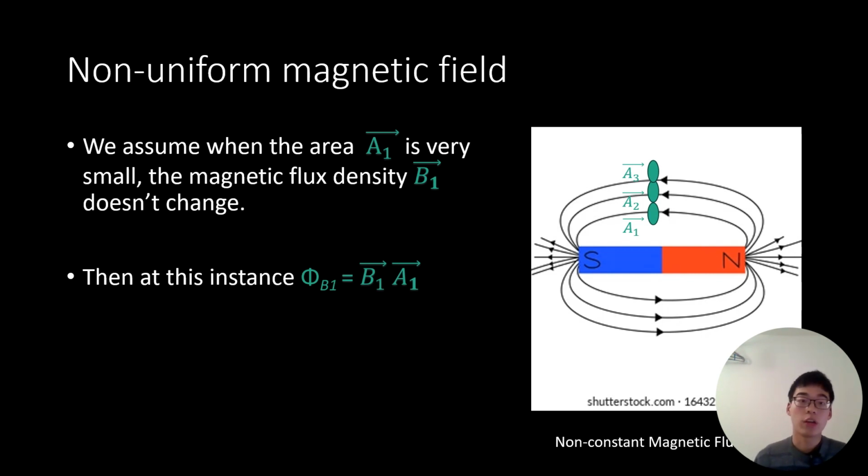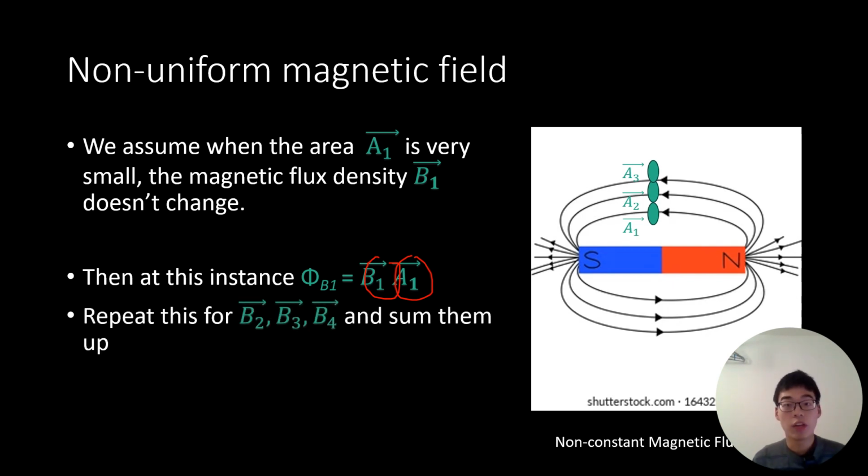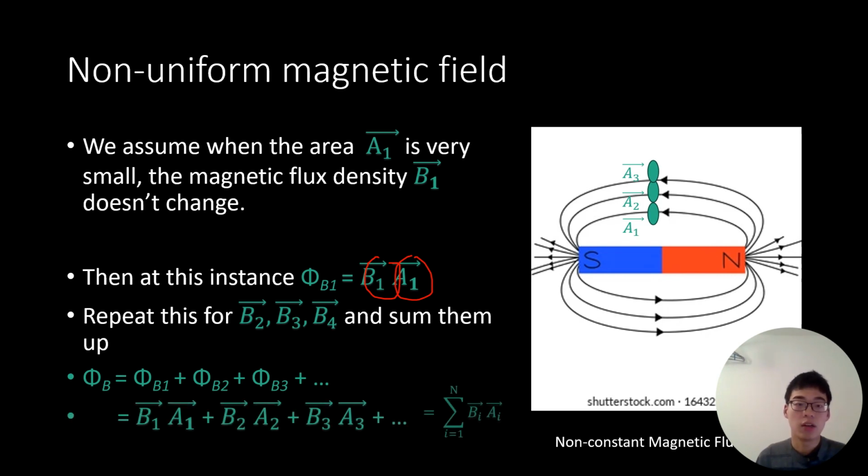We can still use the formula before, which is B times A, the vector dot product form. Remember, it's not a scalar product, it's not a normal product. It's a vector dot product form. And then we can repeat the same thing for B2, B3, and B4 with areas A2, A3, and A4. And then we sum it up, which can also be written with summation form: sigma i equals 1 to n of B times A.